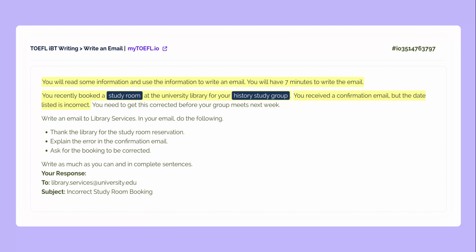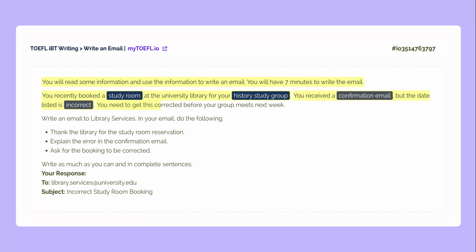Here is the problem we need to solve. You have a confirmation email, but the information is incorrect. In TOEFL writing, identifying the error clearly is vital because it forms the core of your explanation. You must address this mistake directly to satisfy the task requirements.